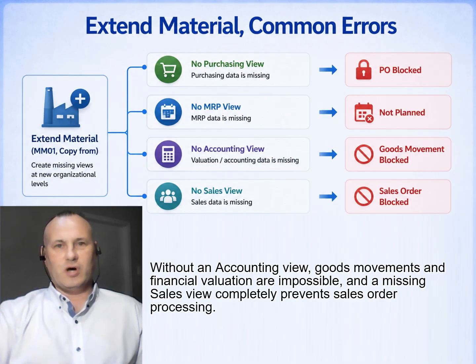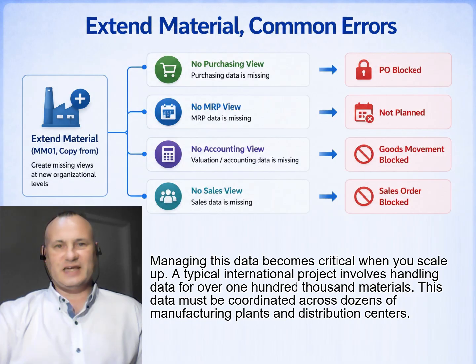Without an accounting view, goods movements and financial valuation are impossible. And a missing sales view completely prevents sales order processing. Managing this data becomes critical when you scale up. A typical international project involves handling data for over 100,000 materials. This data must be coordinated across dozens of manufacturing plants and distribution centers.